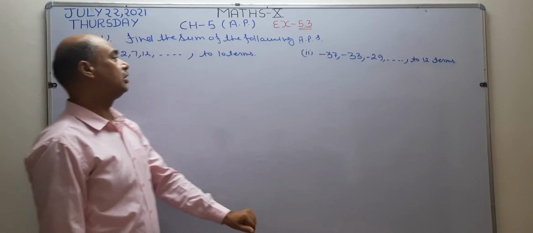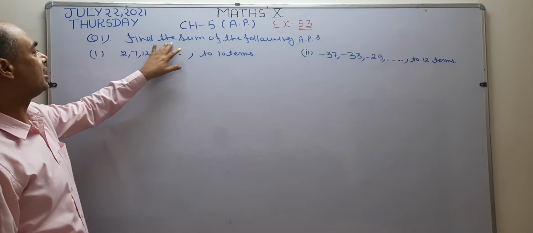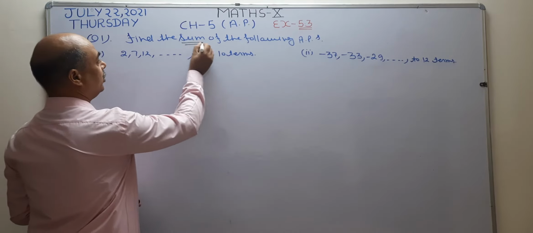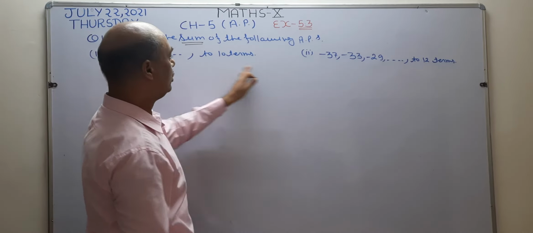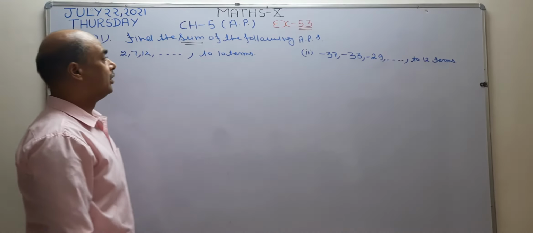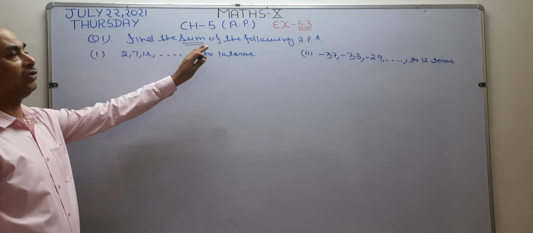Now see what is given in the first question. Find the sum. In this question we are going to find the sum of the following APs. Some APs are given, we are going to find the sum. Clear? Now before starting this question, I want to tell you one formula.